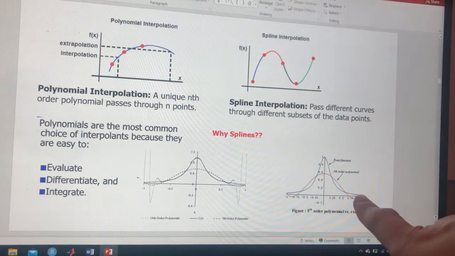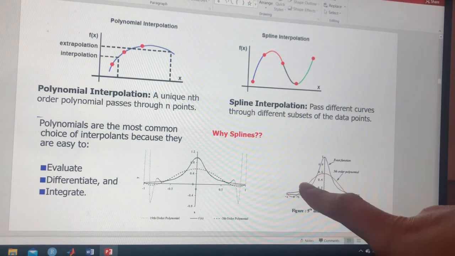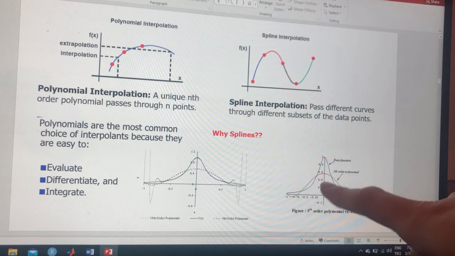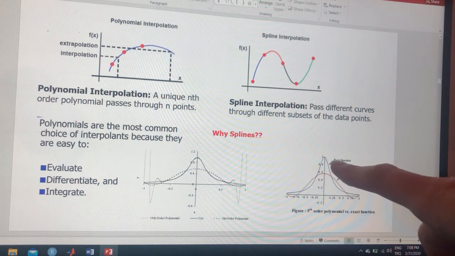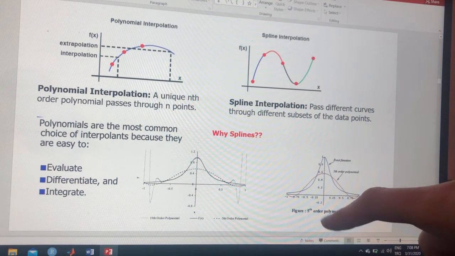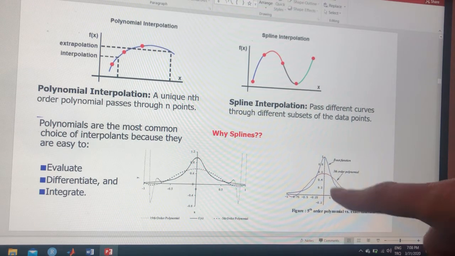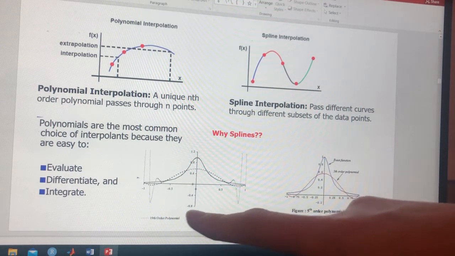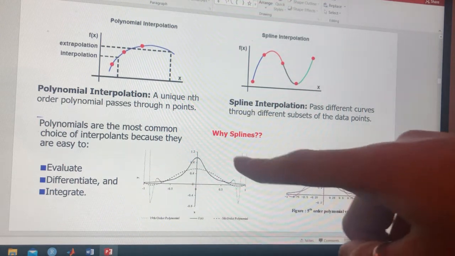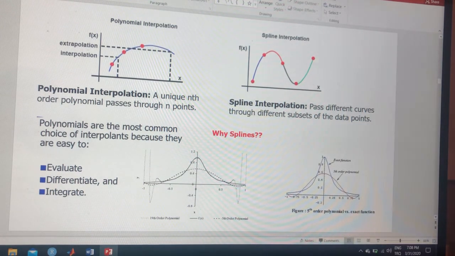And I showed you 2 different examples. For example, the blue curve is the exact function. And to be able to find the best fit for this function, even though we tried a 5th order polynomial, it doesn't fit well. And if we increase the order, this is the 19th order polynomial, as you can see, it still doesn't fit well. So increasing the degree of the polynomial is not always the right choice.